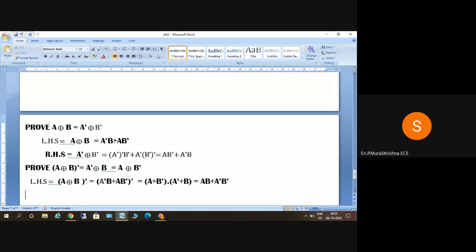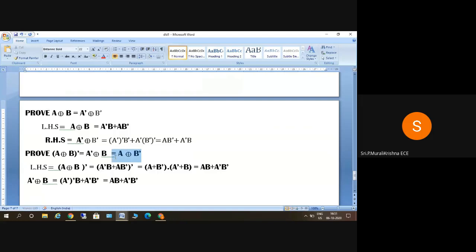So if I want to prove RHS, okay, so I have to know exclusion gate. So exclusion of XY is equal to XY bar plus X bar Y. So here also the same thing. Okay, so here A exclusion of B is equal to A bar B plus AB bar. So here A is A bar, so A bar B plus AB bar. So A is this one and B is B bar. So that is equal to AB plus A bar B bar.